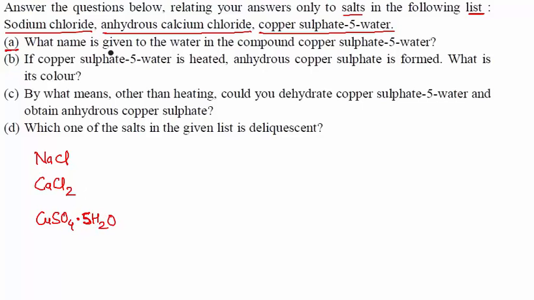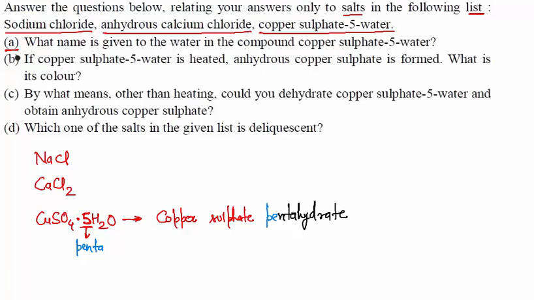The first part: what name is given to the water in the compound copper sulfate 5 water? Basically, the name is copper sulfate pentahydrate. This 5 is for penta. So it is pentahydrate. So our first part is over.